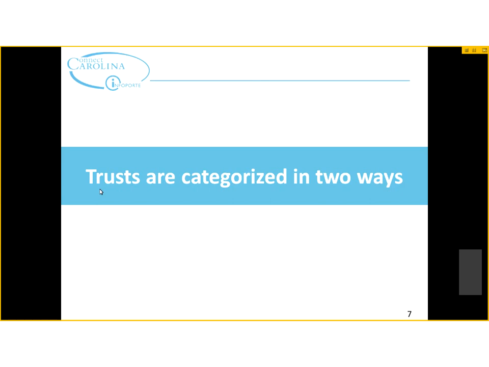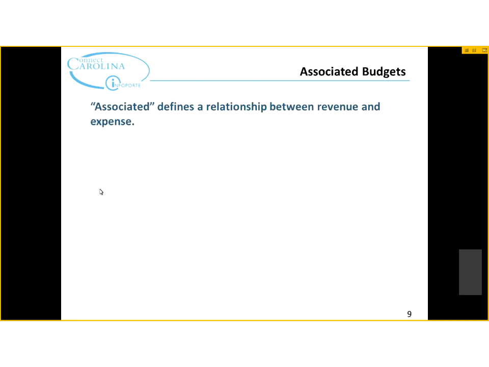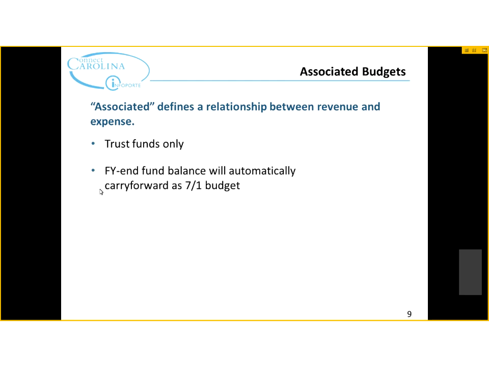All right. So we said things were loaded based on whether it was associated or not. So let's talk about what we mean. Our trust funds are categorized as either associated or non-associated. All right, so associated, what do we mean when we say that? What I'm talking about is a relationship between the revenue side of the house and the expense side of the house. This applies only to trust funds. We don't have associated budgets on state funds or S&A or anything else. This is just trust funds.